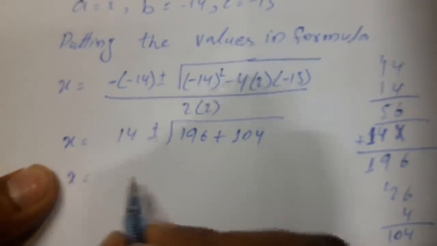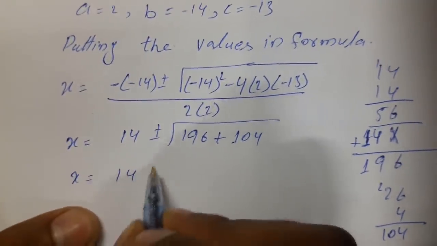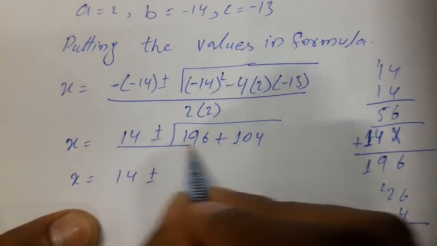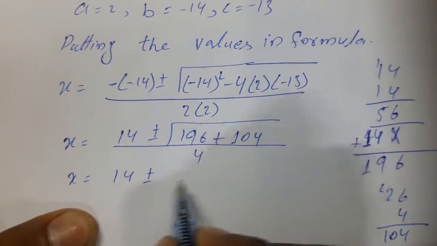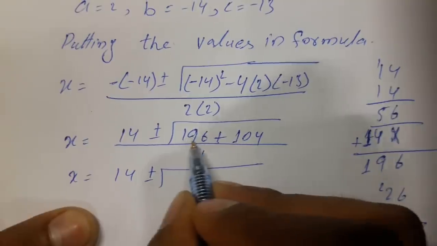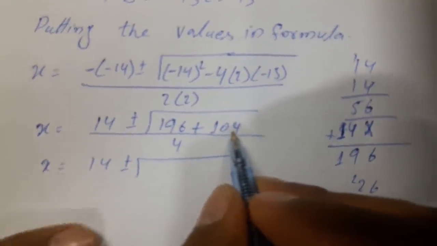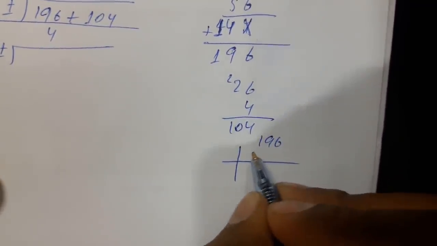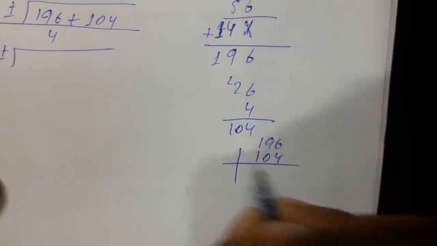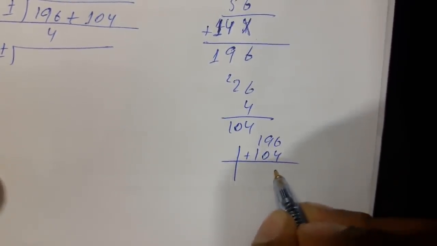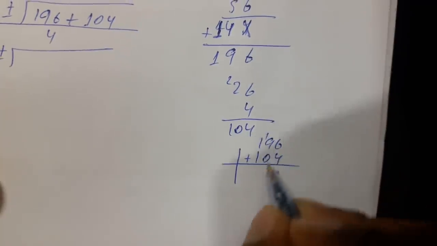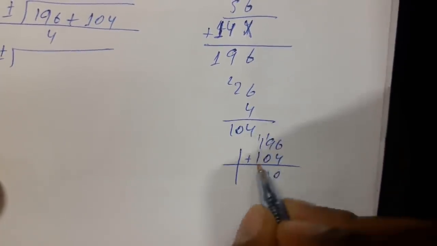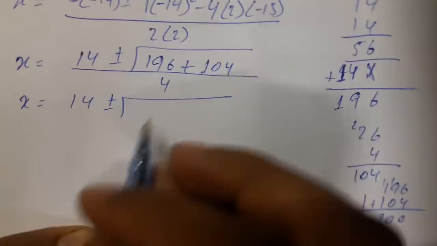So x is equal to 14 plus minus, here 2 2s are 4. Okay, 196 plus 104 comes to 300. You can check here also. 196 plus 104. 6 plus 4 is 10. 1 carry. 9 plus 1 is 10. 1 carry. 1 is equal to 300.